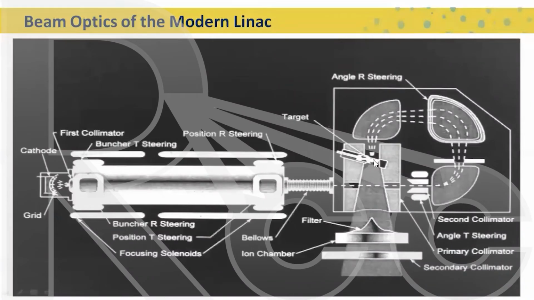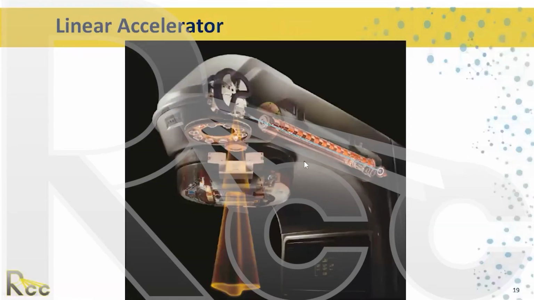Look at this picture here. See this target? This is the target here. So the electrons go around the bending magnet and hit the target and produce X-ray. But the question is, what if you take the target out of the beam? Well, you remove the target from the beam, and now you can treat the patient with electrons. You remove the target, you remove the flattening filter, and you put in instead a scattering foil to scatter the electron beam. And the patient can be treated with an electron beam that has been spread out.